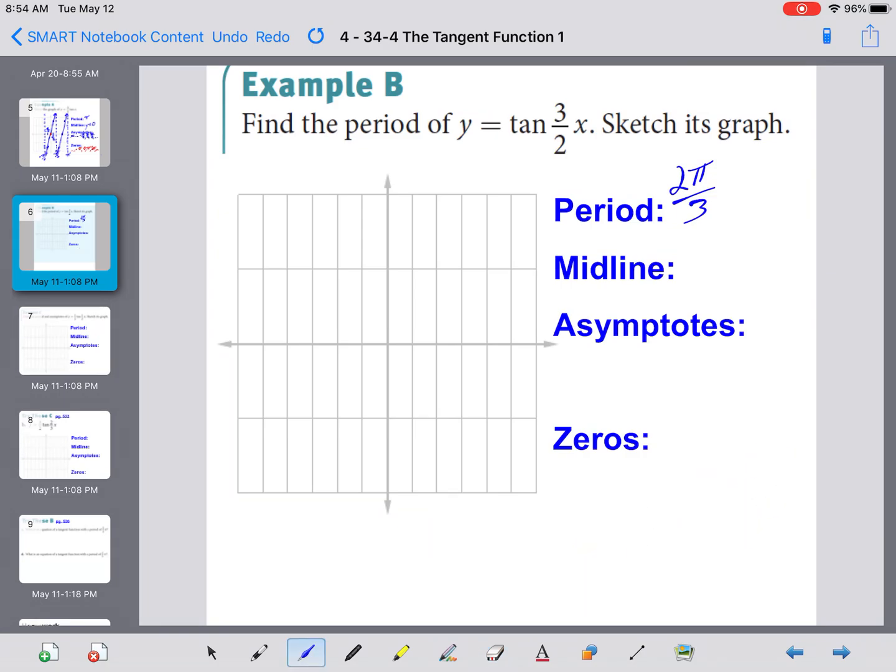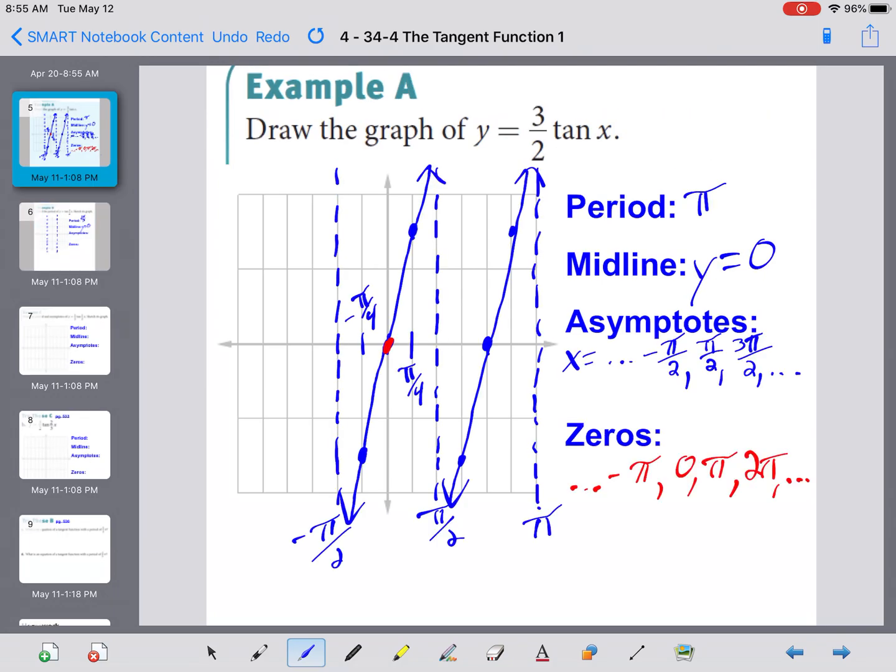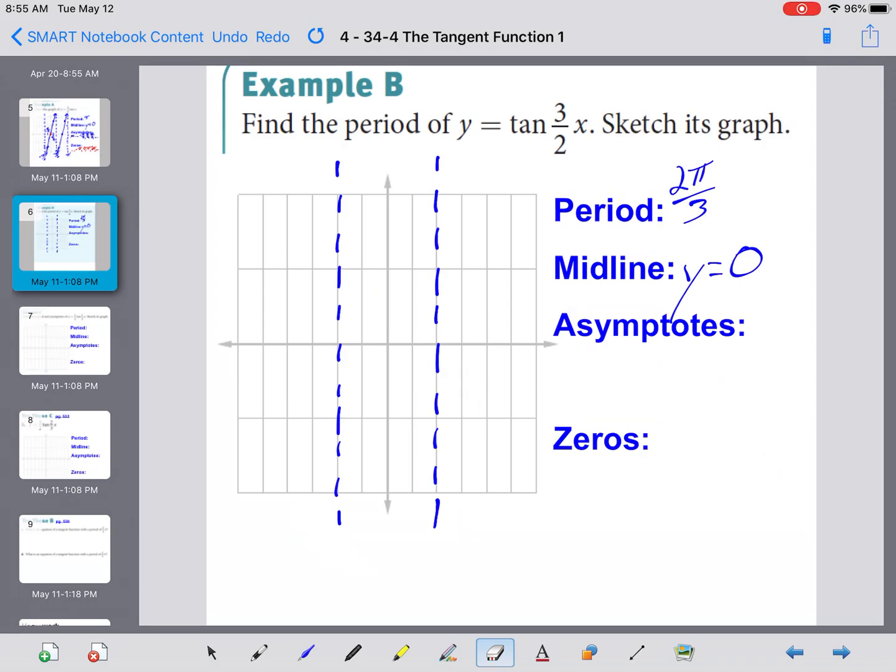That's my period. That's going to be the distance from one asymptote to another, from one 0 to another. The question is, where are these asymptotes going to be? I know I have one asymptote there, and I have one asymptote there. I know the midline is still y equals 0. So remember we said back here, if the period was pi, I went half a period to the right, and I went half a period to the left. That's what you have to do every time.